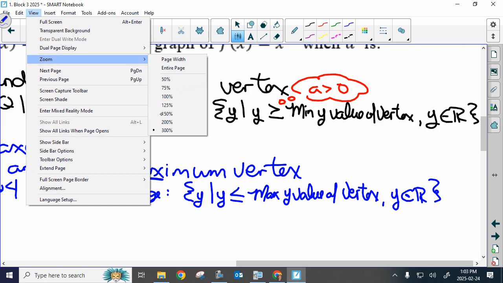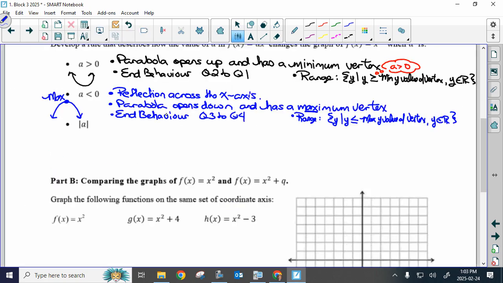So just by graphing those functions and looking at the sign of the a value, we get a lot of information. If the a is positive, we open up, and the range is y is greater than or equal to whatever the minimum y value is. If the a is negative, we open down, and the range is going to be y is less than or equal to the maximum y value of the vertex.